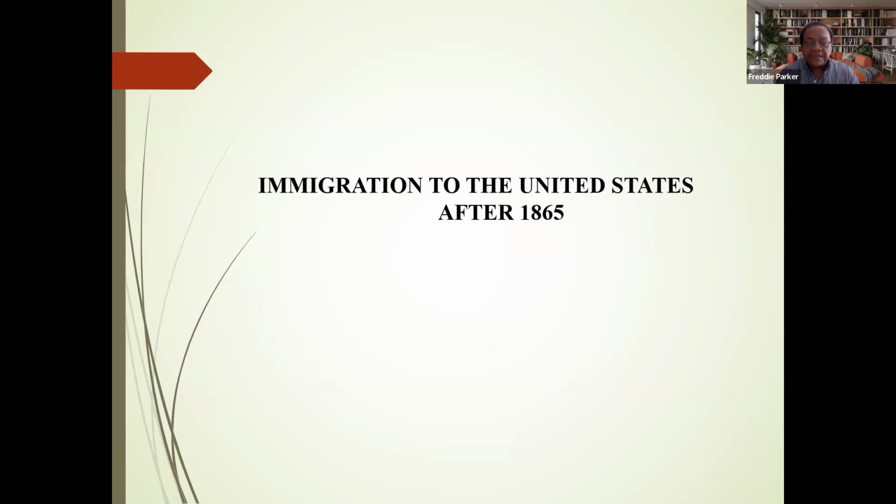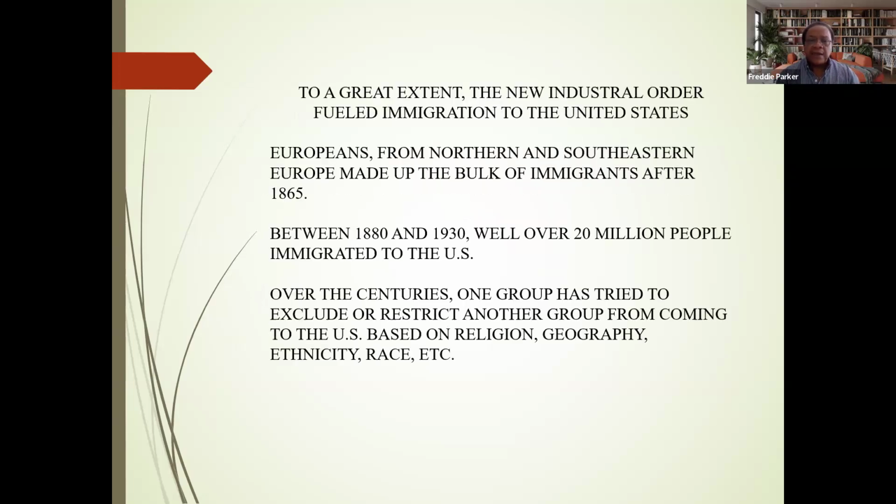Immigration to the United States. Of course, all this stuff is so inextricably tied together. I'll go through it real fast. The new industrial order fueled migration. Folks were coming from Northern Europe and Southeastern Europe between 1880 and 1930. Well over about 24 million people came to the United States from primarily Europe.